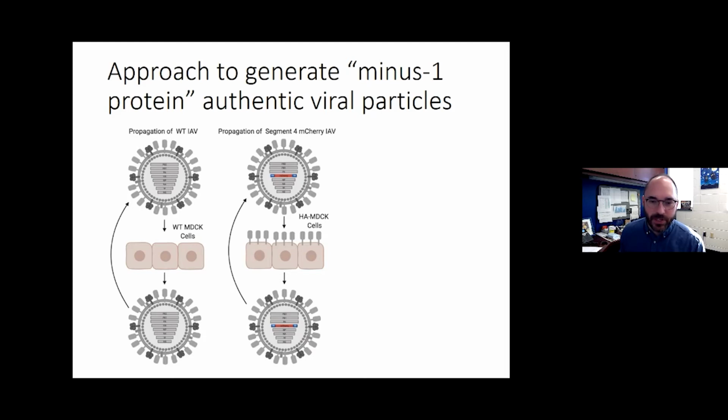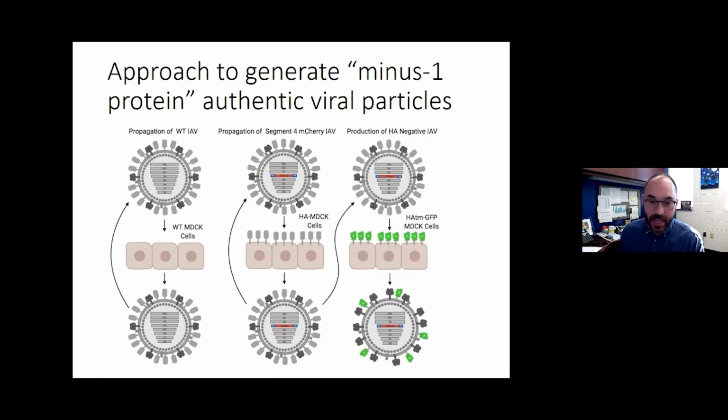The first step to generating our HA-negative virus particles is to genetically delete the hemagglutinin. The hemagglutinin is encoded in segment 4 in the genome. In this case, we deleted the open reading frame for the hemagglutinin and replaced it with mCherry, just as a fluorescent protein for ease of detection. But we've kept the RNA motifs that allow the virus to see that segment, so the virus still thinks it has hemagglutinin.